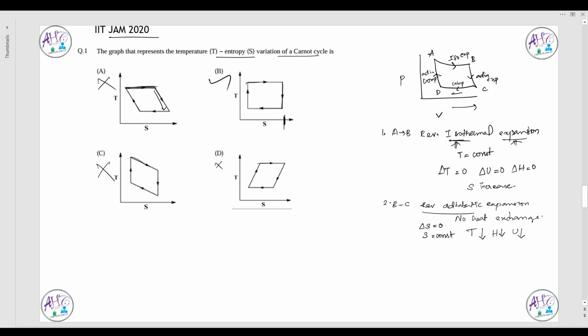Now if you look at this graph, this is the same for your enthalpy versus entropy or your internal energy versus entropy. For all three you are going to get the same graph. This is in case of your expansion. When you do compression, your entropy will decrease, and in case of adiabatic compression your temperature will increase. So option B is the correct answer.